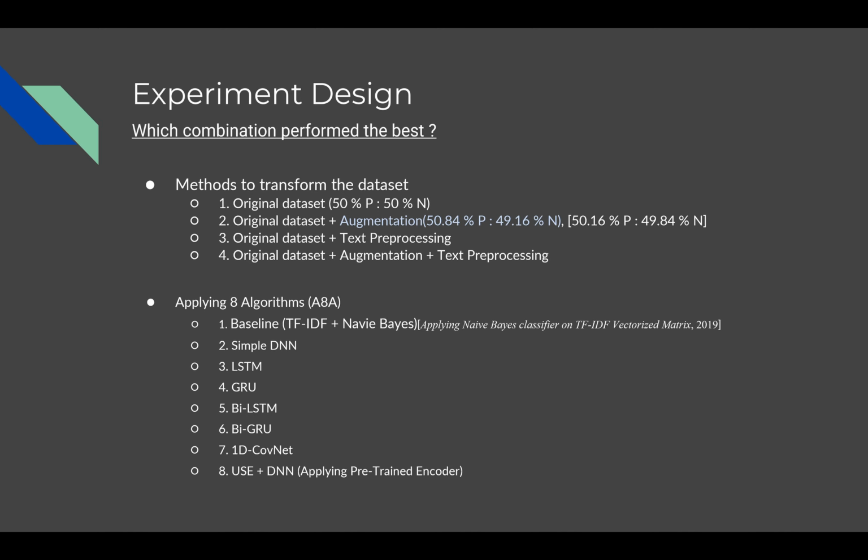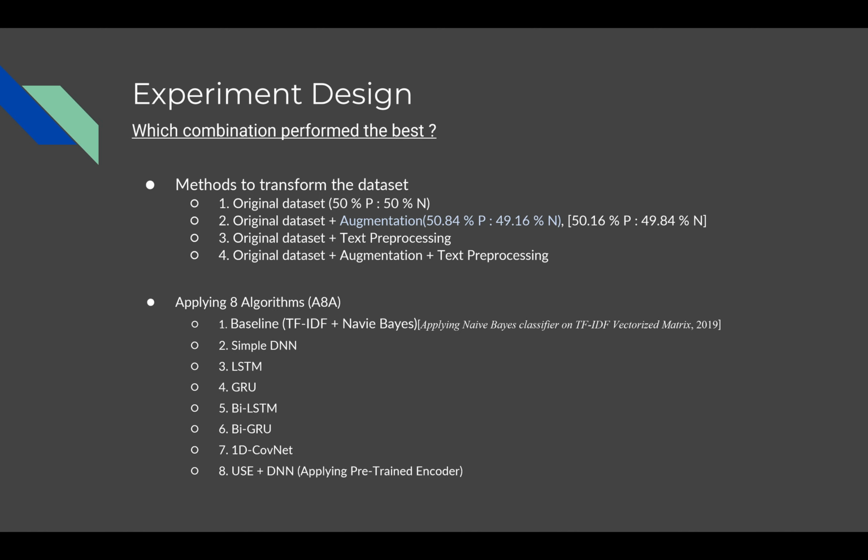About my experiment design, I concluded that there were 4 methods to transform the dataset. The original dataset was 50% positive and 50% negative reviews. The second method involved adding augmentation to the original dataset, resulting in a split of 50.16% positive and 49.84% negative reviews. Text preprocessing was applied as the third method to the original dataset, while the fourth method involved applying both augmentation and text preprocessing to the original dataset.